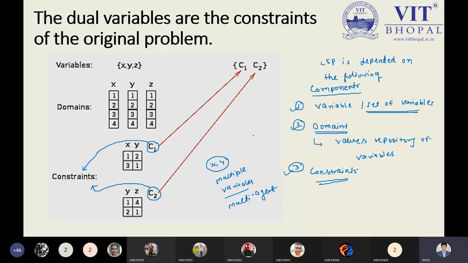So a constraint can be defined by our curly braces. You can see I am using a set of constraints. So C1 and C2, I'm taking the two constraints. So in constraint satisfaction, domains are the spaces, or the repository we can say, where the variables reside, followed by the problem specific constraints. These are the three main elements of constraint satisfaction techniques.